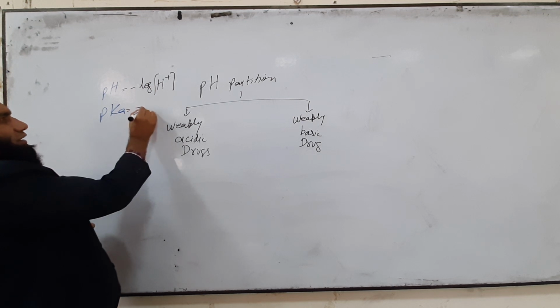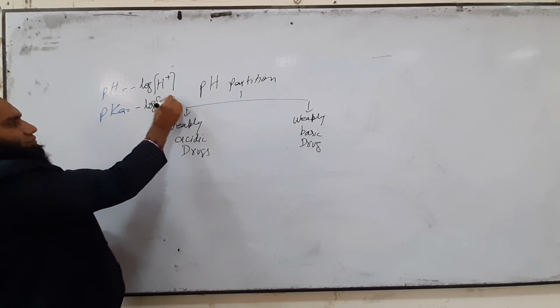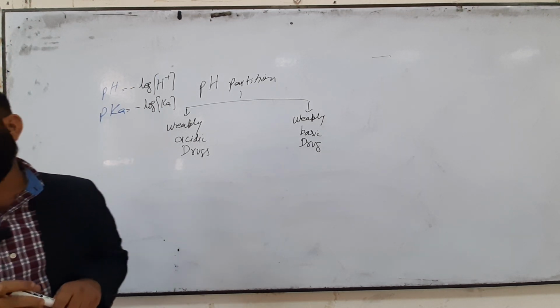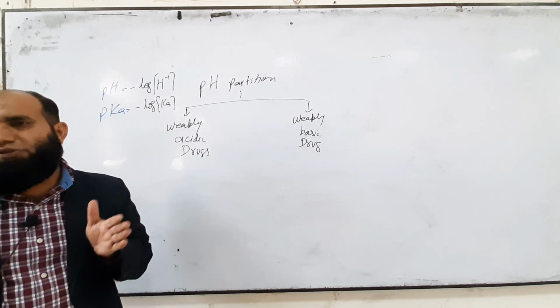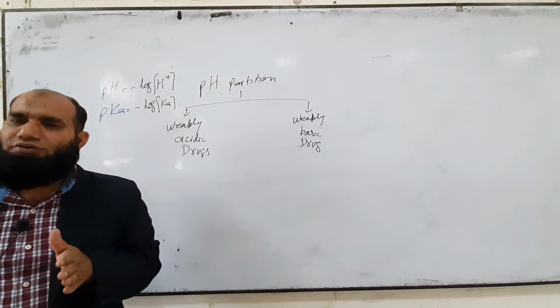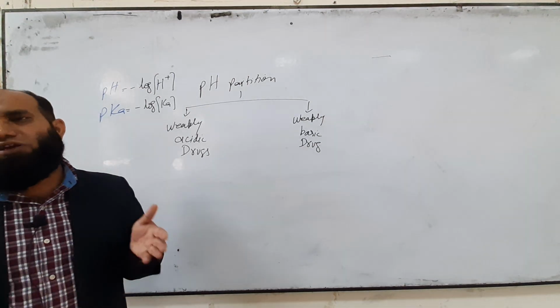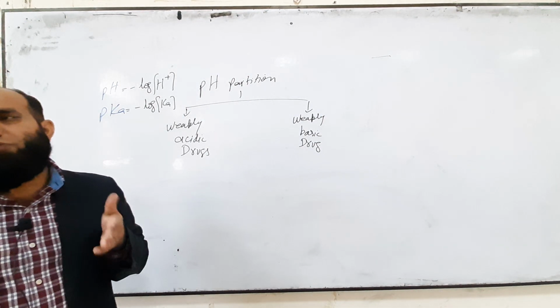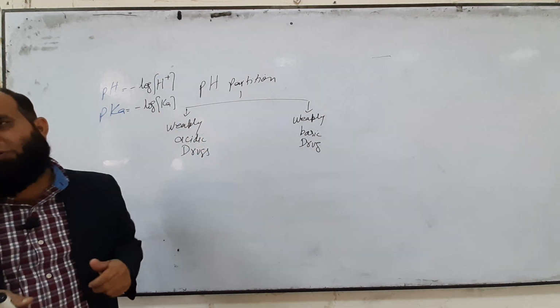And pKa is the negative logarithm of the association rate constant. pKa is actually the pH at which 50% of the drug is in ionized form and 50% of the drug is in unionized form. So we will write the pH and pKa, then we understand the concept of these weakly acidic and weakly basic drugs.